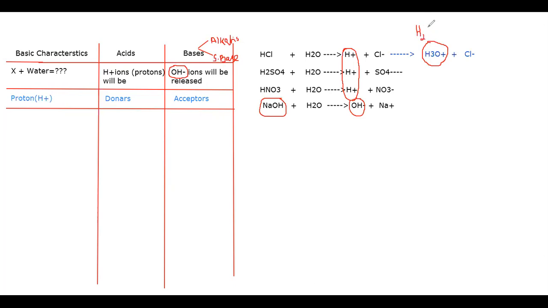Water is basically accepting the hydrogen ion. This is water, and this is the hydrogen ion. They both react together and make the hydronium ion. So what happens is, when you add HCl to water, the hydrogen ion in the HCl reacts with the water and forms a hydronium ion.